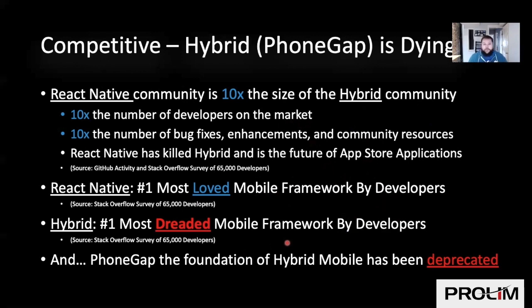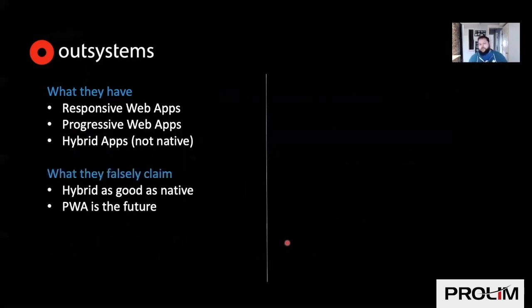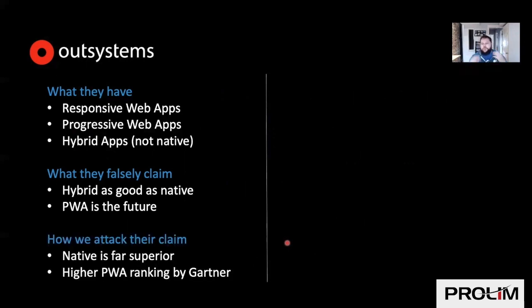And so why does that matter in new logo deals? Well, it matters particularly against OutSystems as well as other competitors. But OutSystems does not have a native mobile solution. They have responsive, progressive web apps, and they have hybrid apps as their App Store-based solution. And so what they falsely claim about this incomplete set of technologies is that hybrid is just as good as native, and PWA is the future of this, and that's a mobile technology, and that's sort of sufficient compared to React Native.